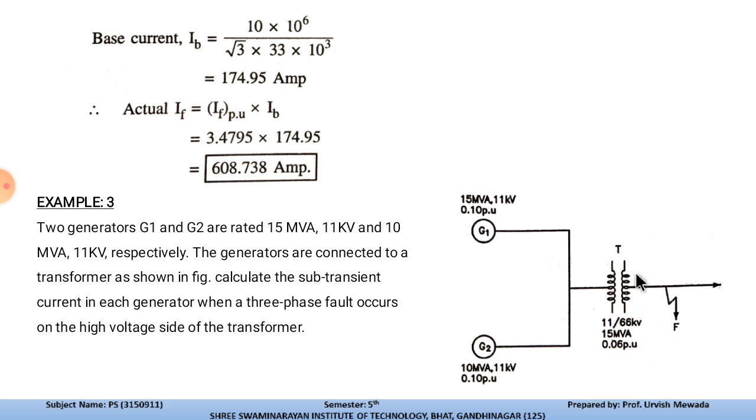Once the fault takes place, the sub transient current will increase. So we need to calculate that sub transient current in each generator when the three phase fault occurs at the high voltage side of the transformer. So this is the high voltage side. Here we are stepping up the voltage from 11 kV to 66 kV. That's why we need to calculate the three phase fault current level at this side of the transformer. So let us solve this example.